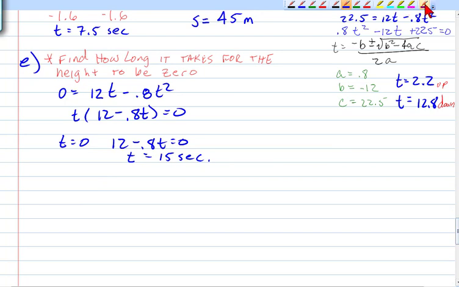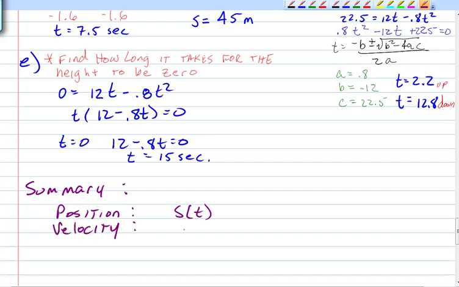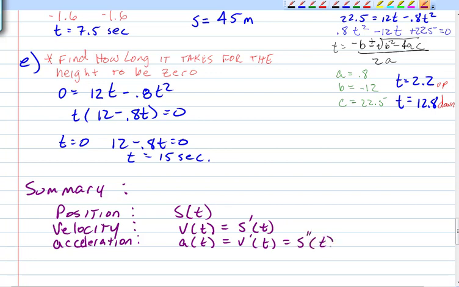So in summary, the position function is s of t. The velocity is v of t, which is the derivative of s of t. Acceleration is a of t, which is the derivative of the velocity, which is the second derivative of the position. You see how we're just progressing here?